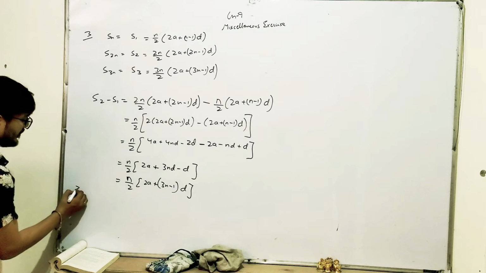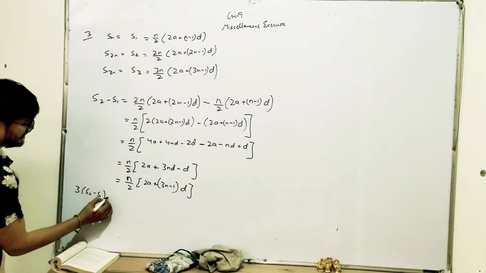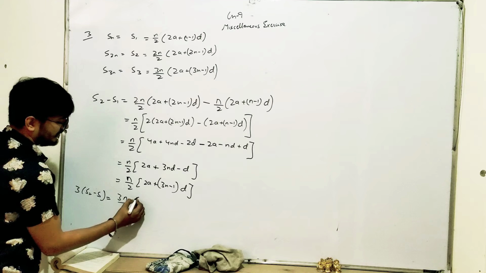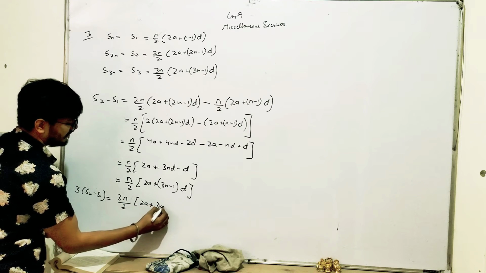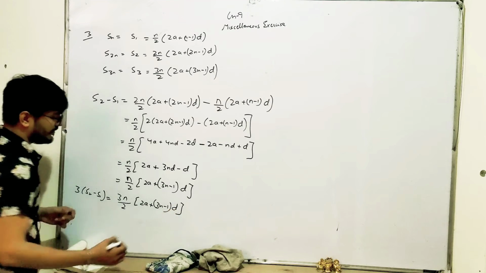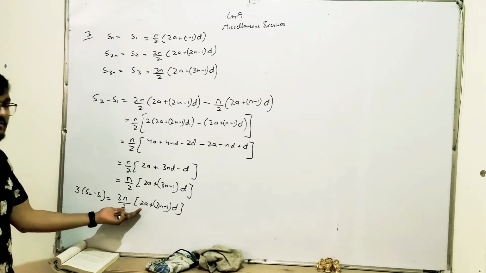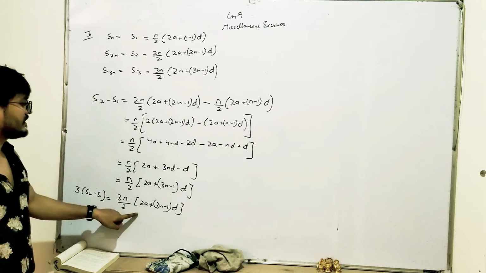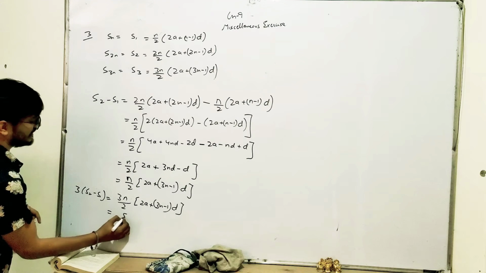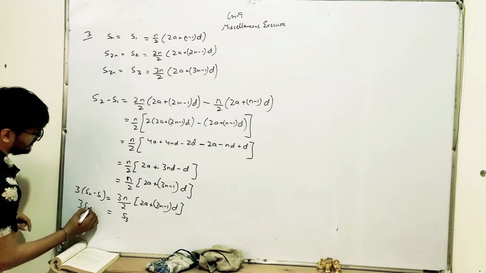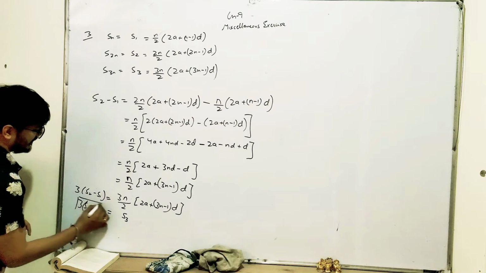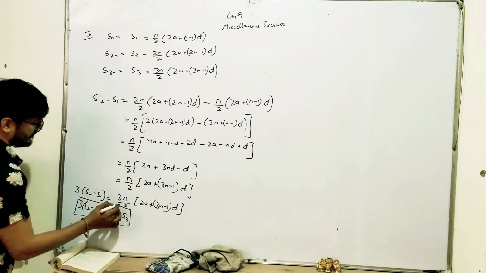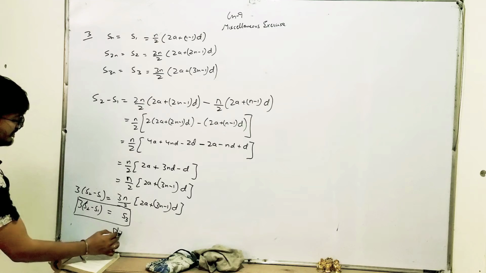Now thrice of S2 minus S1 is equal to thrice 3n upon 2, multiply this whole term by 3, so 3n upon 2, (2a + (3n − 1)d). Now we know that this is the sum of 3n terms, so 3n upon 2, (2a + (3n − 1)d). Here also we have the same thing, so this we can replace with S3. 3S2 minus S1 is equal to S3. So this we have to prove, right? So this is our proof, hence proved.